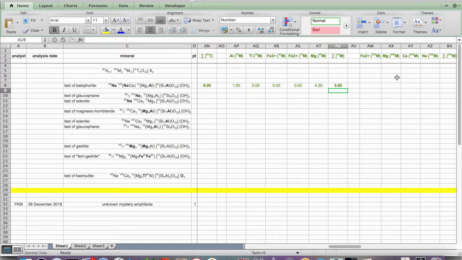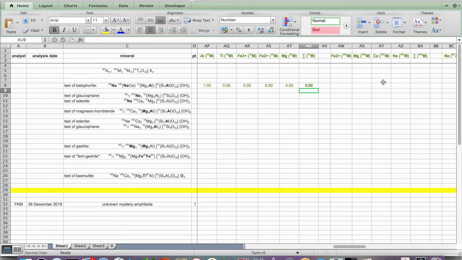Well, in this case it's pretty easy because there is no other site. There's no larger site for those ions to go in, and so this is just going to represent the total amount of iron 2 that we had minus the amount that we used over here, and this is going to represent the total amount of magnesium that we have available minus the amount that we used over here. And so I'm just going to set those up.